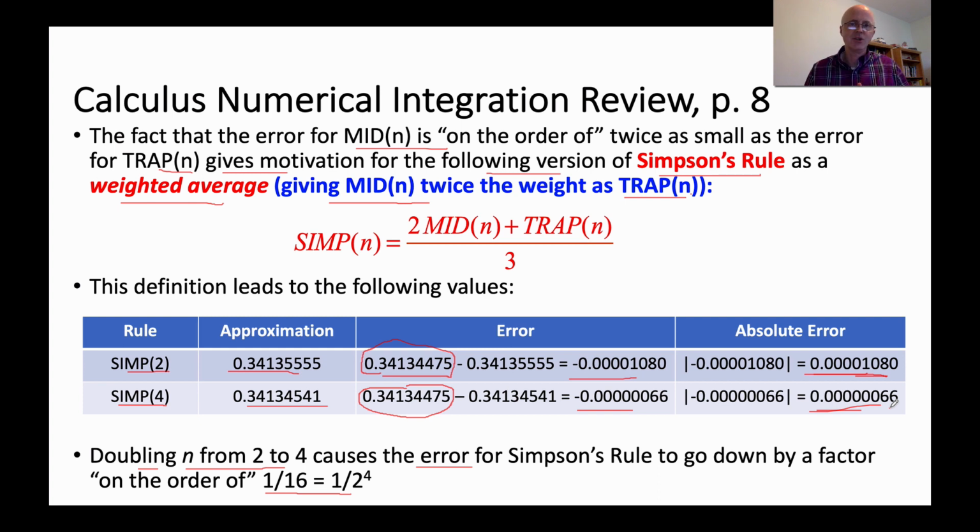That kind of observation generalizes. If you tripled n, from 2 to 6, for example, the error would go down by a factor of 3 to the 4th, which is 81. If you multiplied n by 10, if n went from 2 to 20, the error would go down by a factor of 10 to the 4th. It would be 10,000 times smaller. Wow, that's pretty cool. You may want to write that kind of thing down.